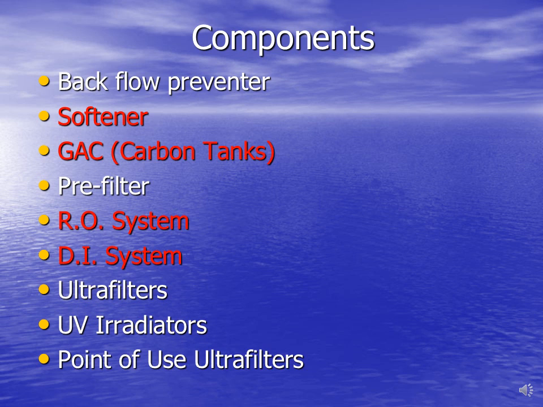There are consistent components used for every facility. The backflow preventer is a typical component and is required in every facility. A softener may not be. Carbon tanks are required for every facility. A pre-filter is definitely required, and we'll go through this as the lecture goes on. The RO system and the DI system are your primary purification process. Ultrafilters, UV irradiators, and point of use ultrafilters are also typical components in the system.